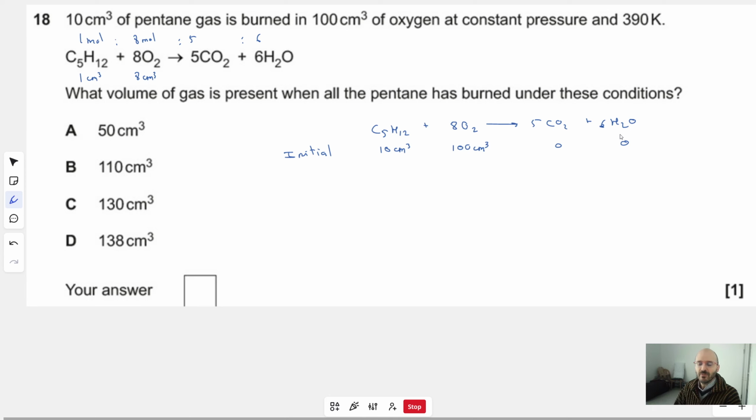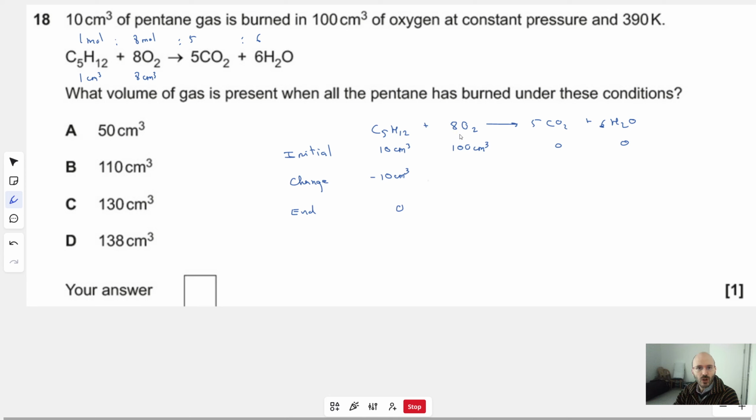And then it could be that here the oxygen is in excess. That's very, very common. And actually they tell you that all the pentane reacts. So in the change, as in how much reacts, you would say all the pentane reacts, the 10 cm³. So at the end, you have no pentane left.